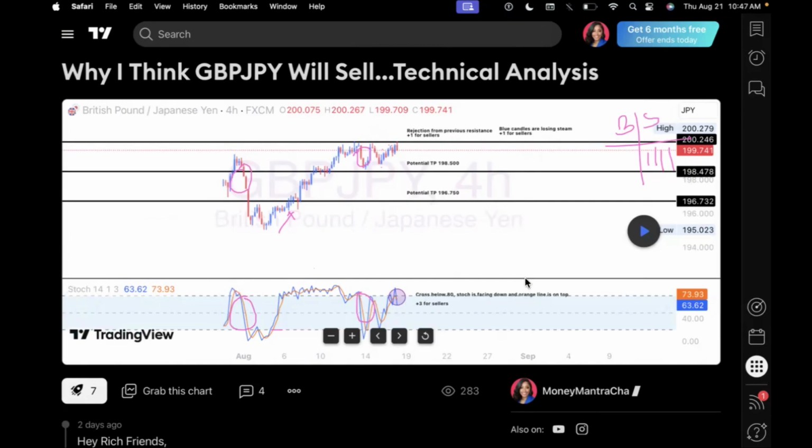So I can see that my stochastic had crossed below 80, not just one line, but both lines. So that gave me an A plus setup for a sell, and that is why I decided to take a sell. Now, because I've already marked my previous support and my previous resistance, and this is a sell, I know exactly where my stop loss should be, and I know exactly where my TP should be.